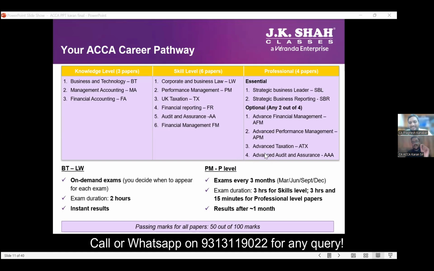The person who likes theory can go for AAA. The person who wants somewhat practical questions can go for APM. So out of the four optional papers, choose two. The choices have been AFM and APM, and then audit and assurance.